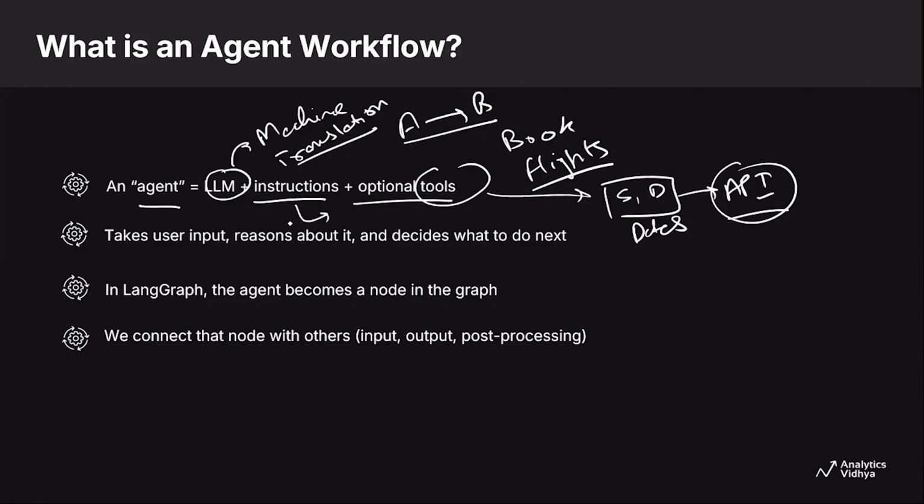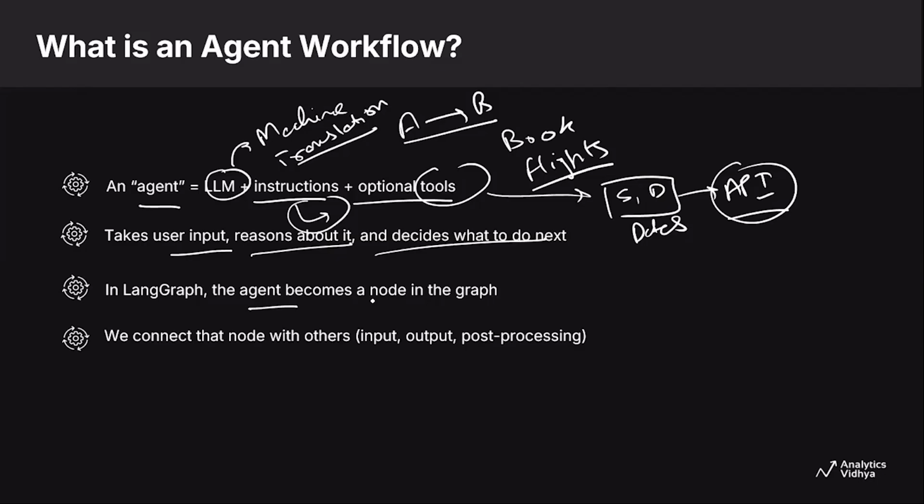And instructions are nothing but how that agent should perform. How are you instructing that agent to behave in any situation? That's your instruction. An agent is nothing but a collaboration of these three things. What the agent does in the workflow is take a user input, reason about it, and decide what to do next. It will read the input, reason about it, think about what it needs to do, and eventually take a decision. It might make a tool call, or it might respond back based upon whatever question the user has asked.